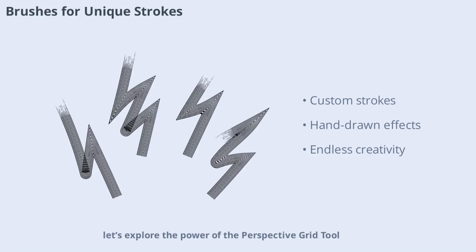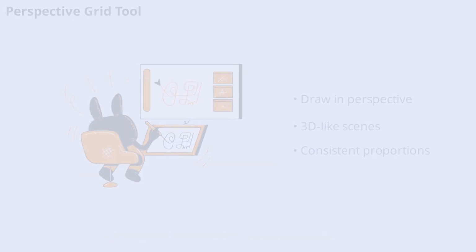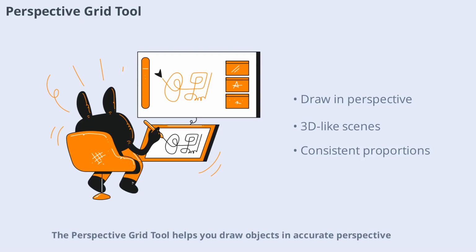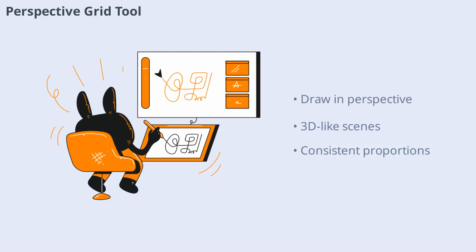Now let's explore the power of the Perspective Grid tool. Perspective Grid tool helps you draw objects in accurate perspective, making it easier to create 3D-like scenes. You can adjust the grid to match 1-point, 2-point, or 3-point perspective depending on your project. This tool is invaluable for architectural drawings, product mockups, and environmental illustrations.